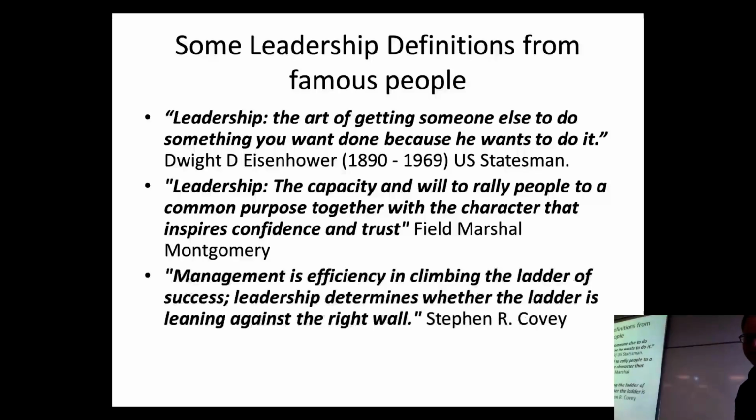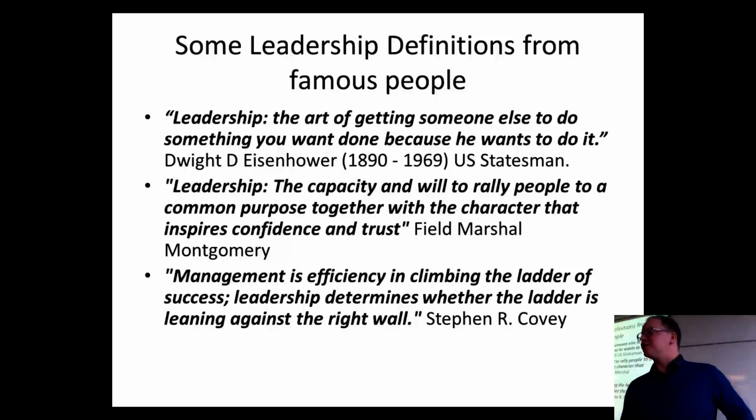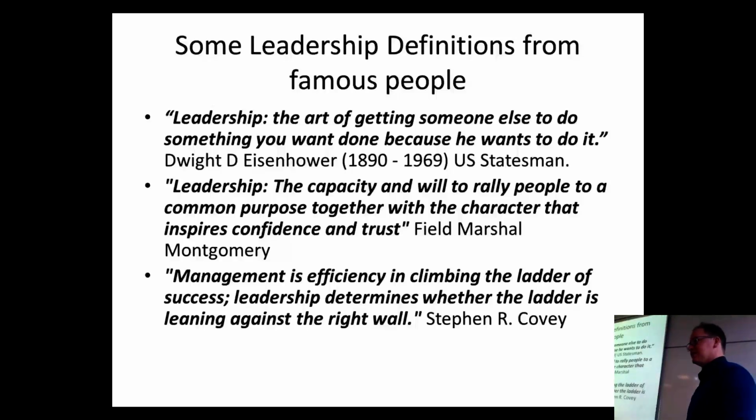And then management is efficiency in climbing the ladder of success. Leadership determines whether the ladder is leaning against the right wall. And actually, Stephen R. Covey is one of these chaps that Weber would have probably criticized most, because he's a self-help guru too. So again, kind of promoting the principles that fit everybody.